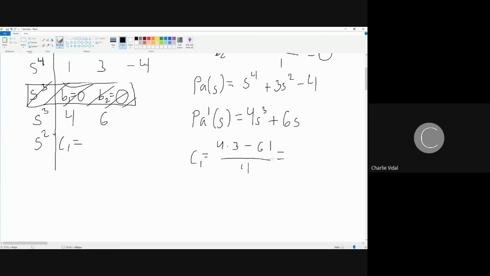4 times 3 minus 6 times 1. 12 minus 6. 4, 8, 12. Yeah, 12 minus 6 is 6 divided by 4. Yeah, I think it's going to be 1.5. Okay, and that is where I messed up. I think I used the wrong numbers. So this is going to be 1.5. That's one reason why I messed up on this question.